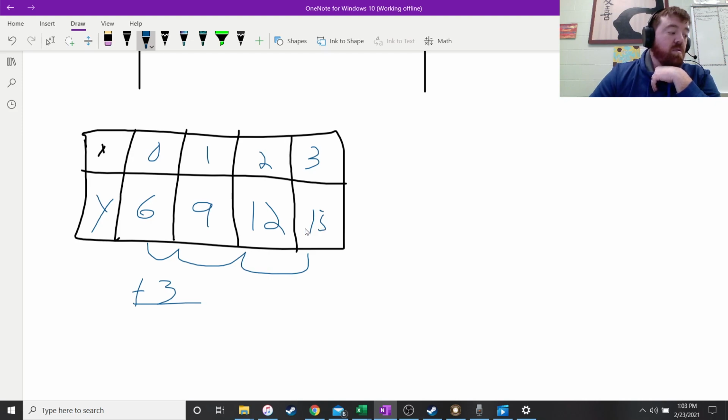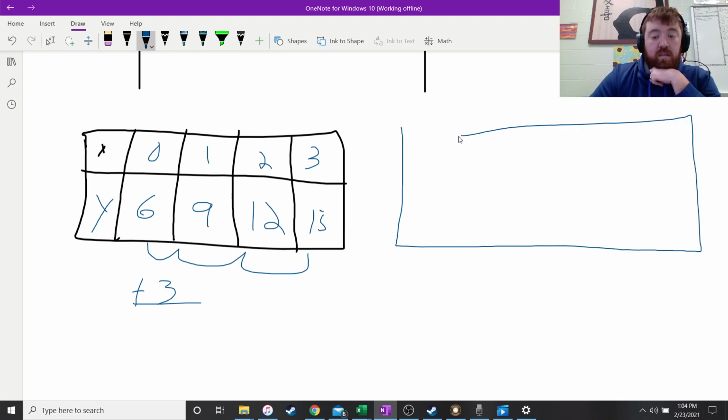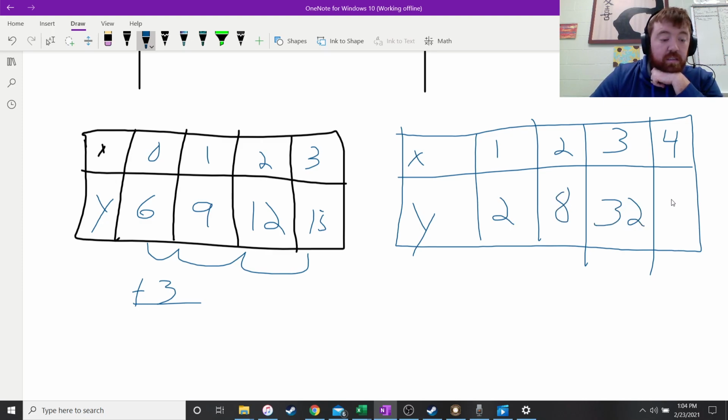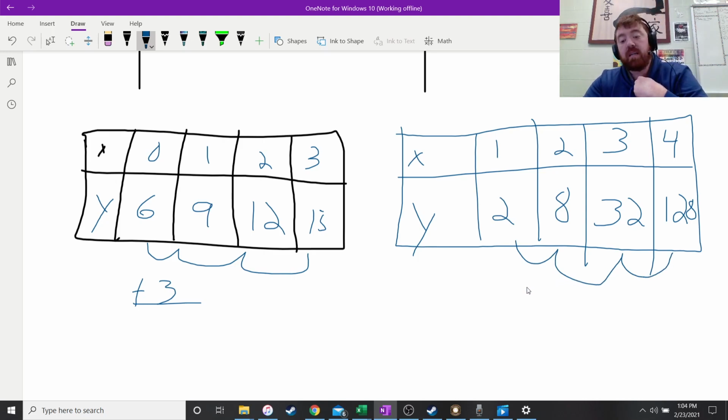So, let's see. What if we did? All right. We've got 1, 2, 3, 4, and 2, 8, 32, and 128. So, what are we doing each time here? So each time we are multiplying by 4, right?